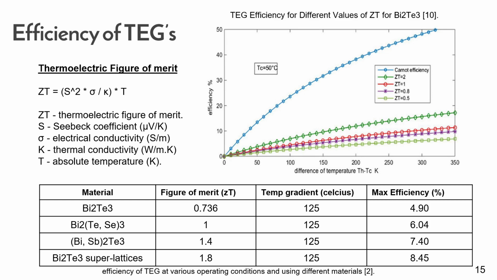It can also be observed that the maximum percentage efficiency of the system is far below the Carnot efficiency of the system. So normally TEGs achieve only a maximum of about 10% efficiency. And at the bottom table we can see examples of different materials and their maximum efficiency, and how it improves with the improvement in the figure of merit values of the material.